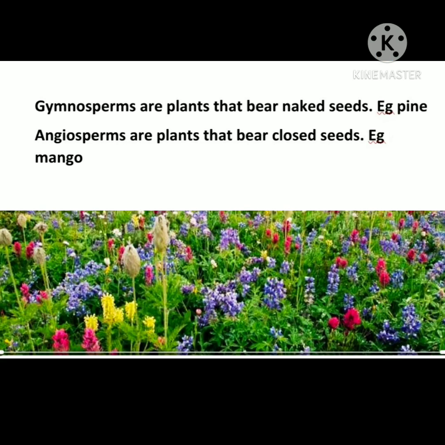Angiosperms are those phanerogams that bear closed seeds. That means their seeds are present inside a fruit. Most of the flowering plants that you see around you are angiosperms. I have given the example of mango. Even apple is an angiosperm. Even the flowers that you see in the garden are angiosperms. So gymnosperms are phanerogams that bear naked seeds, and angiosperms are phanerogams that bear closed seeds.